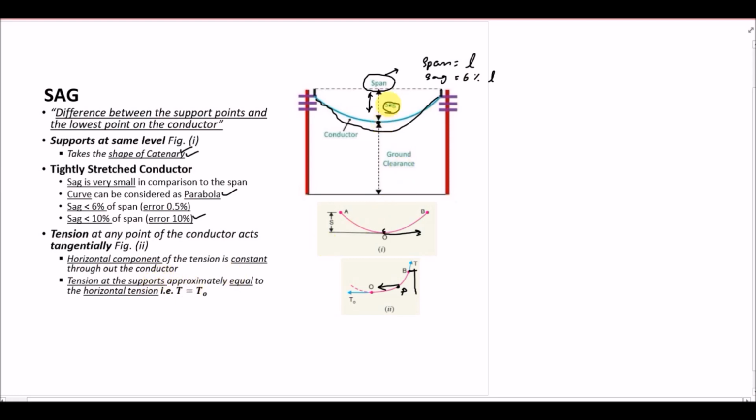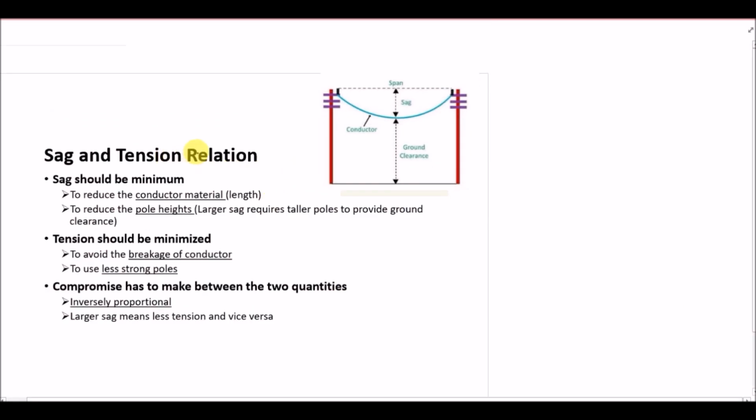So these are the few points that we have to keep in mind. Just to revise, span is actually the distance between the two consecutive towers, and the sag is the distance between the top of the tower where the conductor is attached and the minimum point of the conductor. So now if we have to define the sag and tension relationship, they are actually inversely proportional.